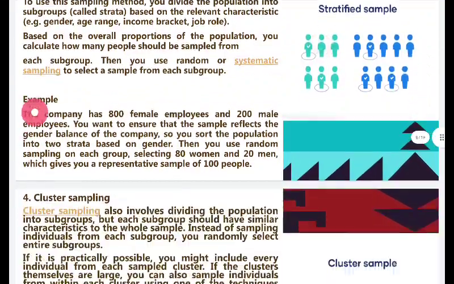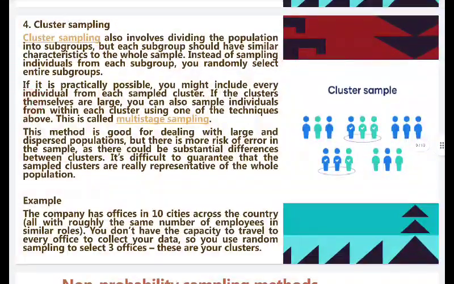Okay? The next one is the cluster sampling. Cluster sampling also involves dividing the population into subgroups, but, okay, may but po, each subgroup should have similar characteristics to the whole sample. Instead of sampling individuals from each subgroup, you randomly select entire subgroups. If it is practically possible, you might include every individual from each sample cluster. If the clusters themselves are large, you can also sample individuals from within each cluster using one of the techniques above. Now, this is called multi-stage sampling na rin.